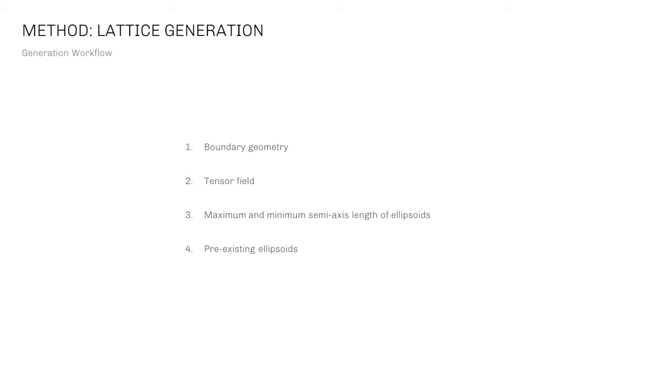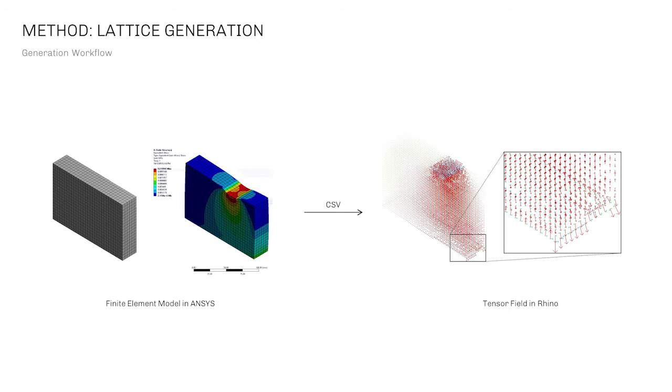The generation workflow is implemented using C#. It provides multiple inputs that serve as response factors in determining the lattice geometry. These inputs include boundary geometry, tensor field, maximum ellipsoid size, minimum ellipsoid size, and pre-existing ellipsoids. The lattice generation workflow starts with producing a tensor field for the boundary geometry with the help of ANSYS. The boundary geometry is first analyzed as a solid in ANSYS using a user-defined loading condition. Then, a CSV file containing the key parameters can be exported and translated into a tensor field.